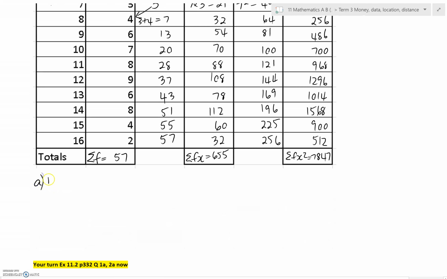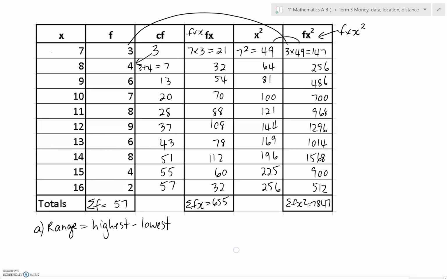So our range is still highest minus lowest. So that has not changed at all. Now our highest score that we're working with here, and this is scores, so we're not talking about the frequencies or anything like that, we're talking about the scores. So our highest score is a 16, our lowest score is a 7, so that means our range is 9. Use the x values here, is what I'm telling you.